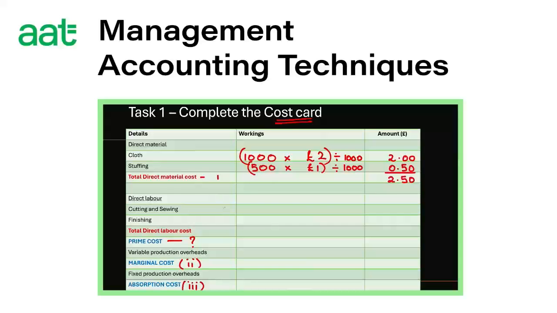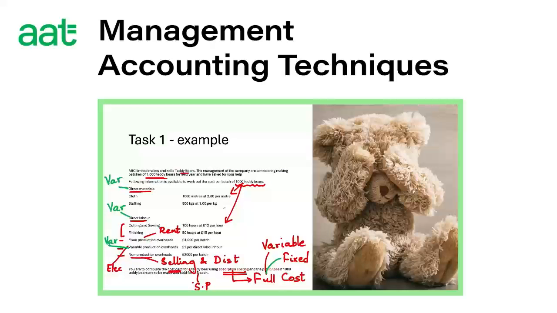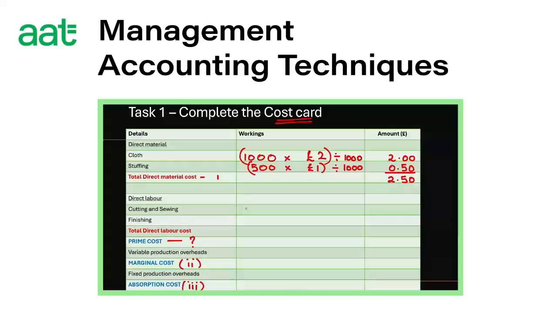Then cutting and sewing. So labor costs. We are told cutting and sewing those 1,000 teddy bears will take 100 hours at £12 per hour. So we do the same thing. We take 100 hours, times that by £12 per hour. That gives us £1,200, of course. Divide that by the 1,000 teddy bears they're making in that time, and that gives us £1.20 as the cost of cutting and sewing.